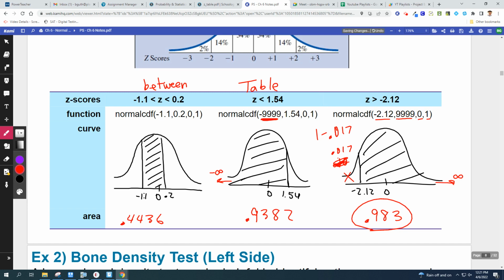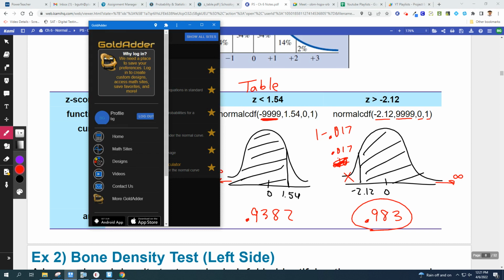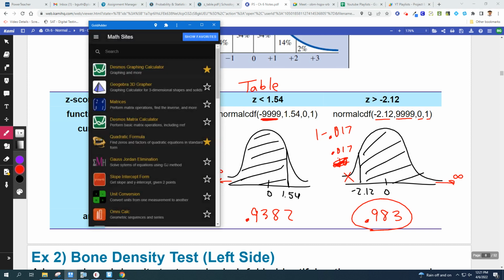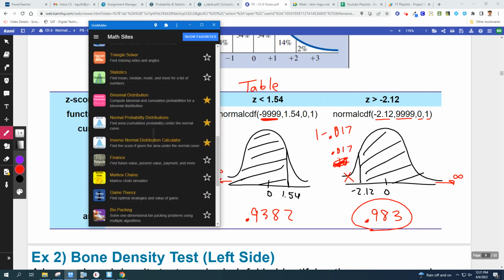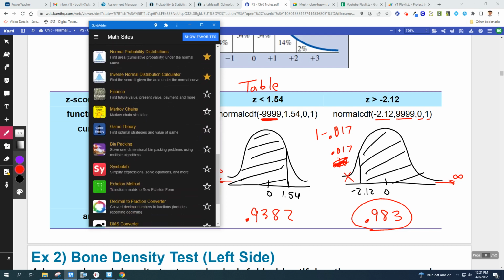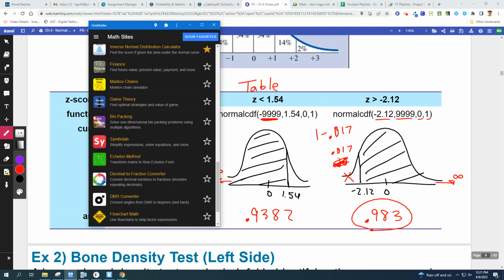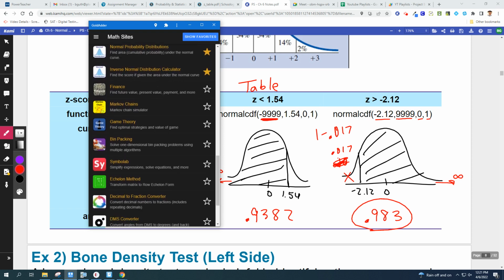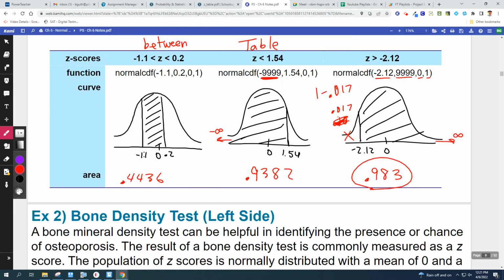All right. So it's going to be good for you to be able to use the table and also to use your technology. If you don't have a TI and still want to use some technology, find on Gold Adder the two different functions I've got for normal probability distributions. The first one is what we just did, and the second one we haven't seen yet, but it gets you both ways. All right, so check those out if you don't have a TI.